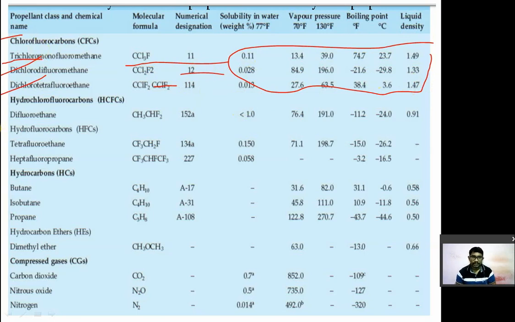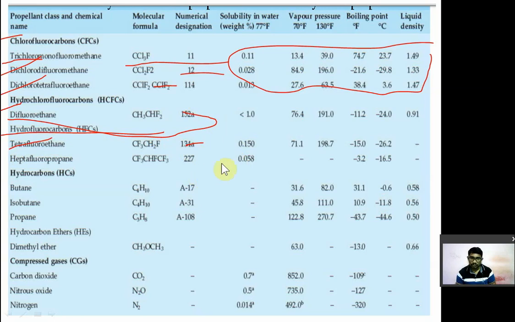Now the second category is hydrochlorofluorocarbons, HCFC, like difluoroethane, known as propellant 152A. Then hydrofluorocarbons, where you have tetrafluoroethane, known as propellant 134A.